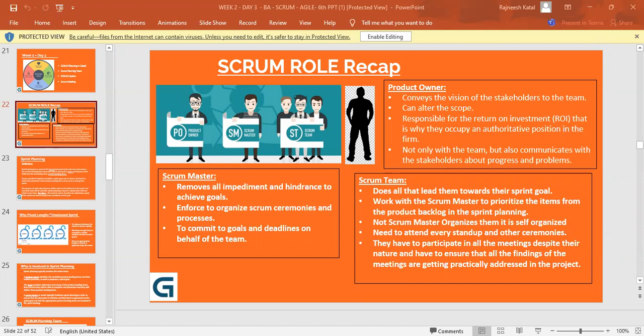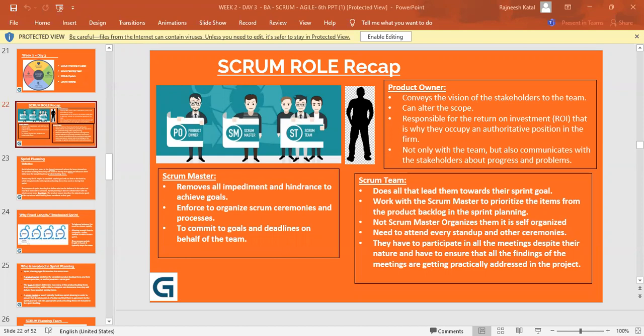Say this is the vision of the company. They want to have 1,000 customers added in the next financial year. Just a hypothetical one, for your understanding. All these things are conveyed by the product owner. He tells everybody that we are working towards this, we want to grow in such a manner.